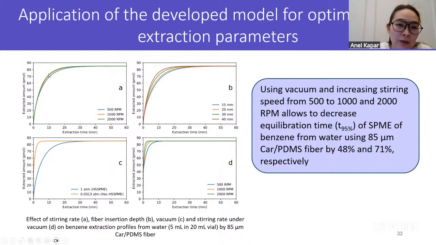decreases the benzene equilibrium time by 18, 11, and 16% respectively, and to increase the fiber insertion depth from 15 to 20, 30, and 40 millimeters, decreases the equilibration time by 9, 25, and 38% respectively. Pressure decreases the benzene equilibration time by 83%.